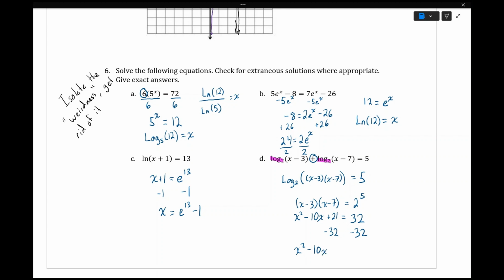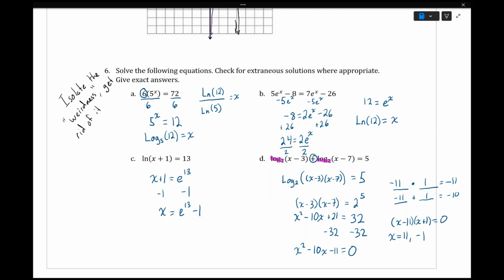So I end up with x squared minus 10x minus 11 equals 0. And let's check if that's factorable. We want to know, are there two numbers that multiply to negative 11 and add to negative 10? Hey, there are negative 11 and positive 1. So that means this factors into x minus 11 times x plus 1 equals 0. And so my answers are 11 and negative 1.